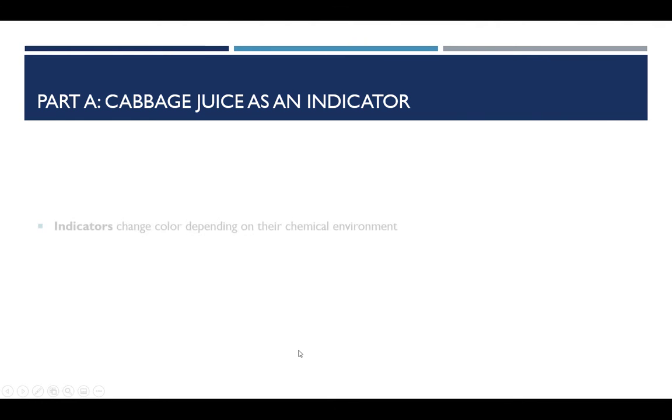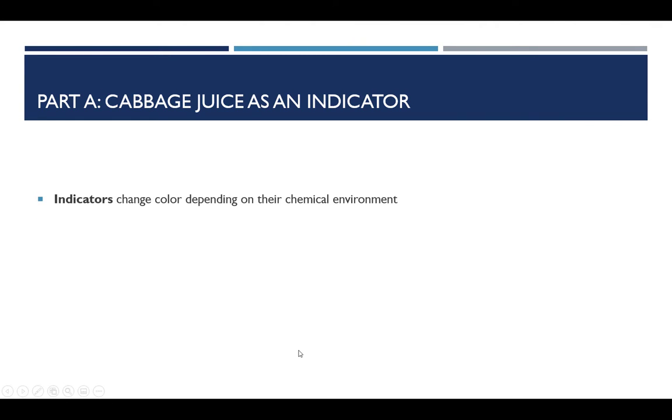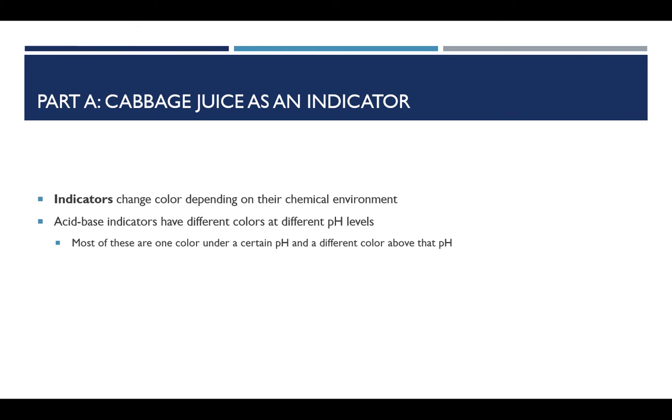Indicators are substances which change color depending on their environment. Cabbage juice is an acid-base indicator which, when placed in colorless solutions, experiences a color change depending on the pH of the solution. In Part A, I add cabbage juice to solutions which have approximate pH of 1 up to 13. You will see that each solution takes on a color different from all the others.